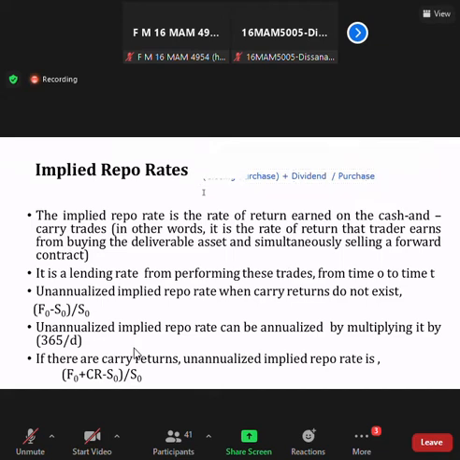Similar to this, in implied repo rates also, you can see the difference between forward price and spot price will give you the gain from purchasing an asset from the spot market and selling it at a futures market. That plus we had a carrying return. This total gain from this trade is divided by the spot price. To get this total gain, we had to invest only the spot price. Right, I hope this is clear.